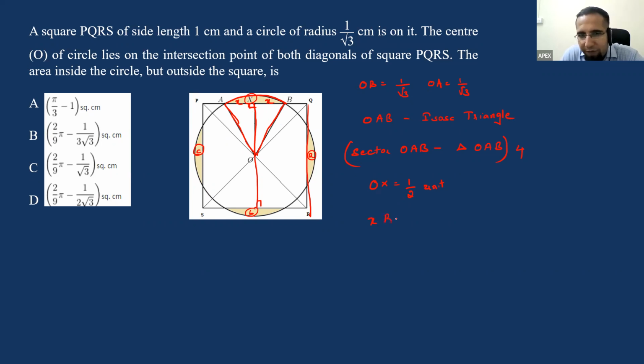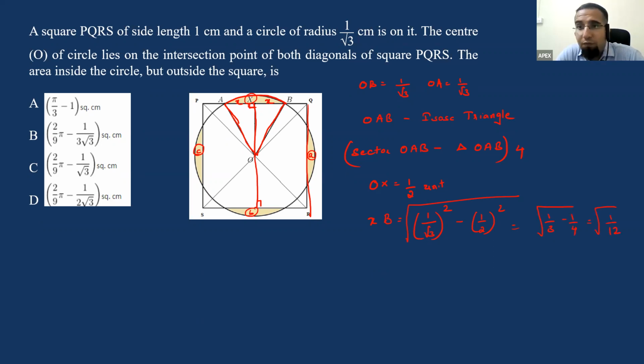So can I say the value of XB? Which is going to be how much, guys? XB will be the square root of OB, that is 1 by root 3 whole square by using Pythagoras theorem, minus 1 by 2 whole square. Which will give us how much, guys? This is the square root of 1 by 3 minus 1 by 4. I will get root over of 1 by 12.